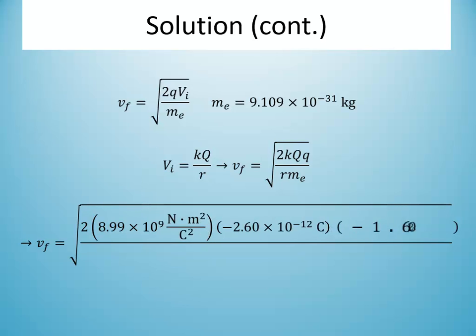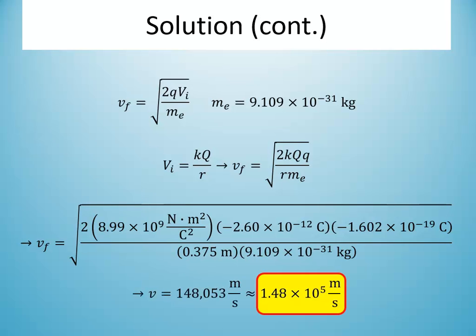When we plug those numbers in, notice we have a negative for the source charge, but we also have a negative for the electron. So they do repel each other. Like charges repel. So when you work out the numbers, you get that infinitely far away the electron will be traveling at 1.48 times 10 to the 5th meters per second.